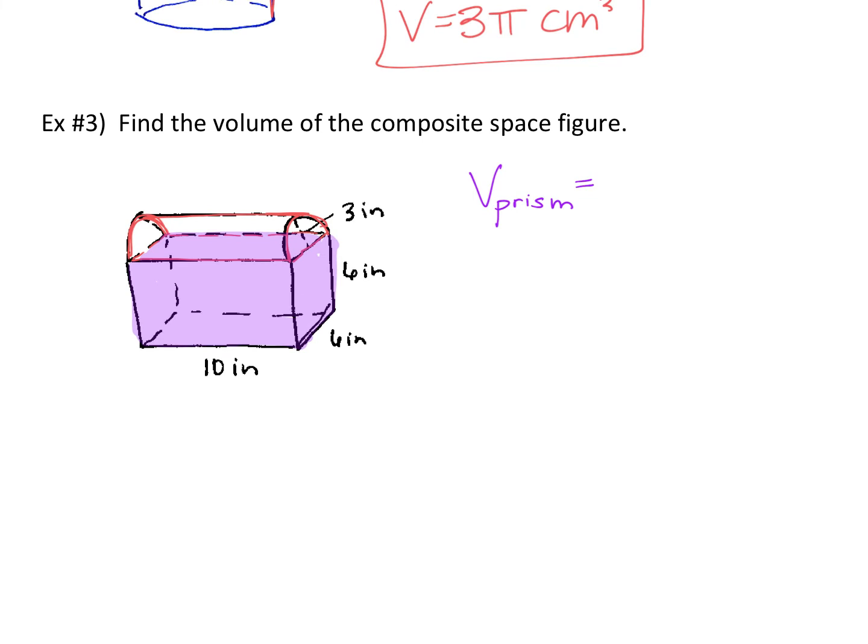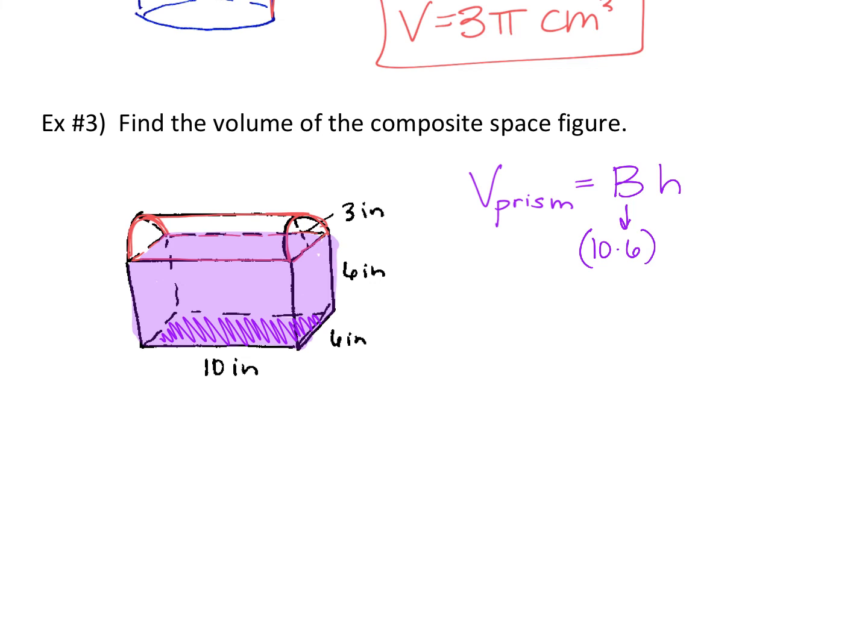Promise. The volume of the prism is going to be the area of the base times the height. Now, I'm going to use this as the base of my prism. Could I use something else? Yes. I'm going to use the bottom. So if that is my base, what is the area of that base? 60. 10 times 6, right? That's B.